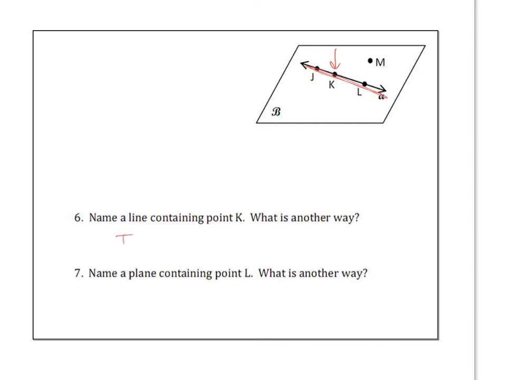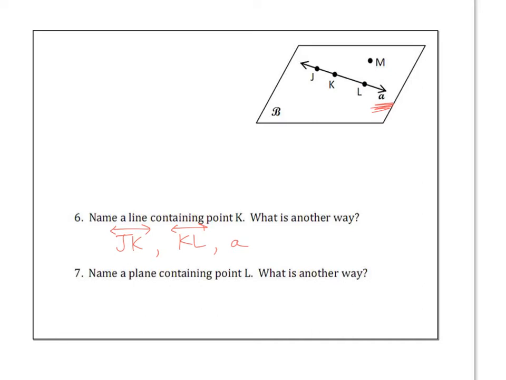One way is I could call it line JK. Don't forget you need that special marking up above it. So you got to put the double arrow up there. Another thing I could have called this, or it says what is another way that I would name this, as I could call it line KL. Pick any 2 points that are on that line. I could also call it A, because you see this little script letter A next to the line? That's not point A, it's line A. It's naming the whole line.